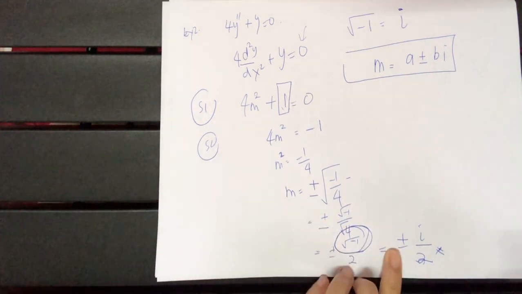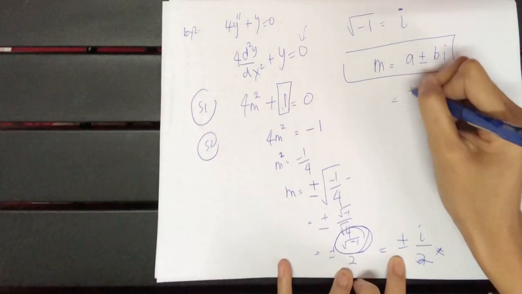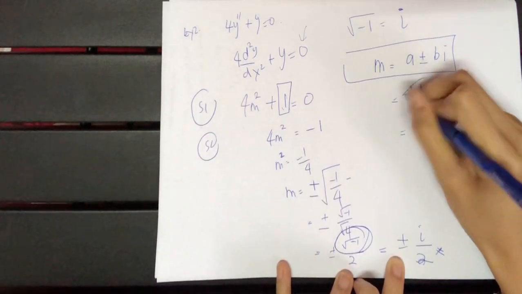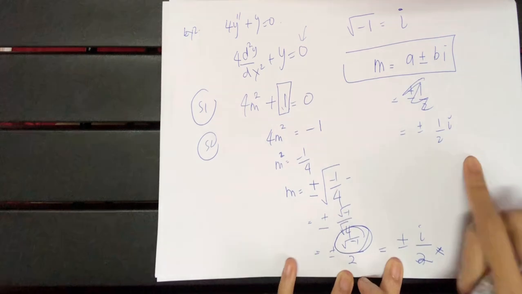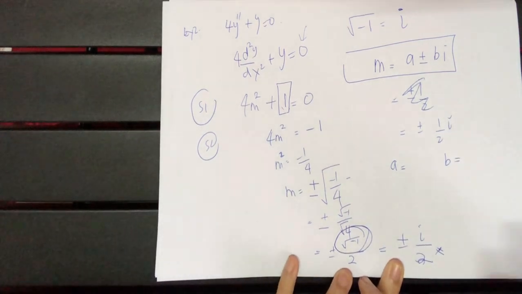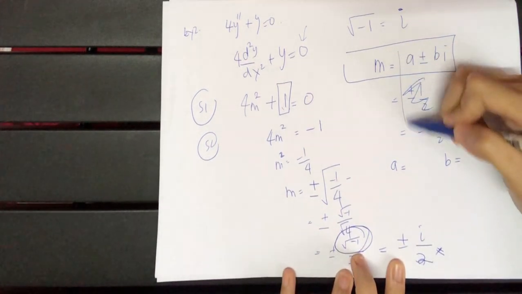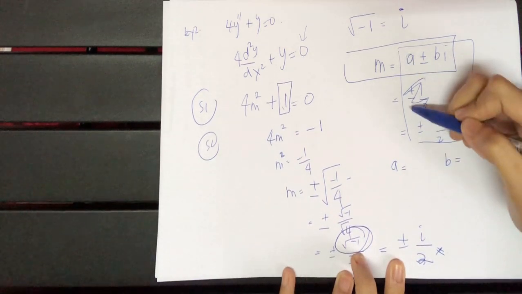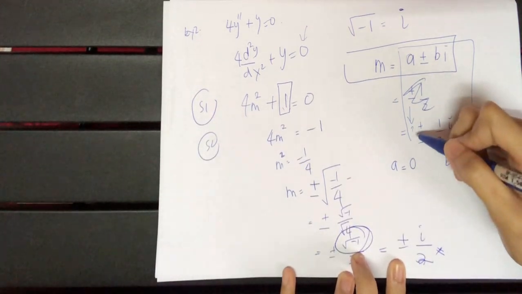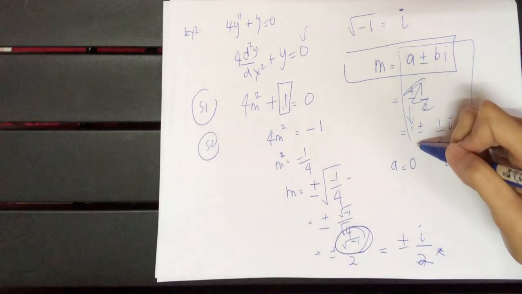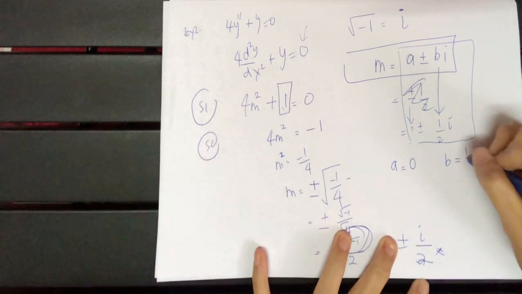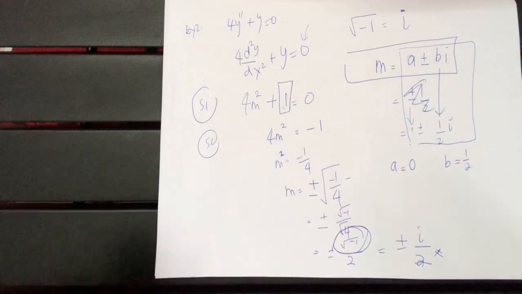So if you compare with this one, plus minus i over 2, or plus minus 1 over 2 i. So you need to identify what is your a and also what is your b. Compare with this one. What is your a here? Yes, your a is 0. They have no value, right? Not 1, there is no value at all. So that means it's 0. So your a is 0. How about your b? Your b is 1 over 2. So you already get your a and b.